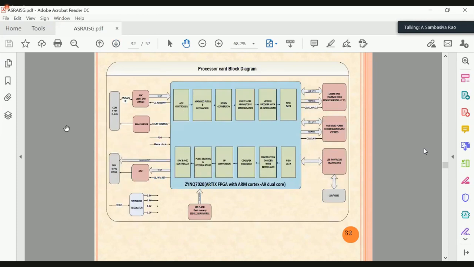Yeah, this is the processor card. What does it contain? This is the ADC, analog to digital converter.